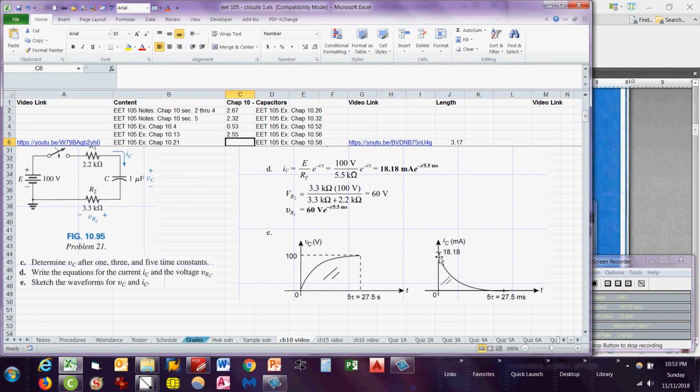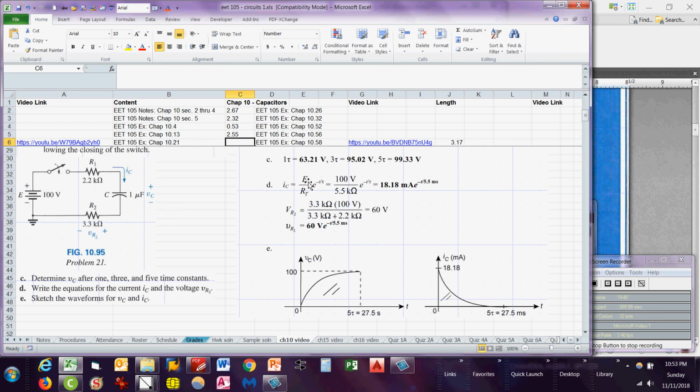And then for the current, it starts off high because it starts off as a short, and it ends up as an open, so it's going to end up at 0 at 5 tau. And when it starts off, you already calculated the current as E over RT, which is 18.18 milliamps.